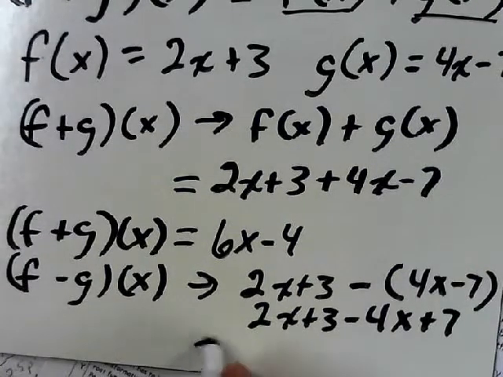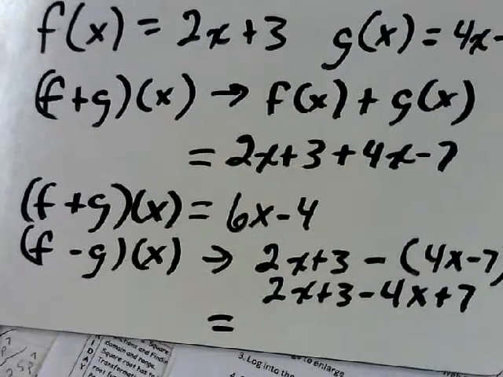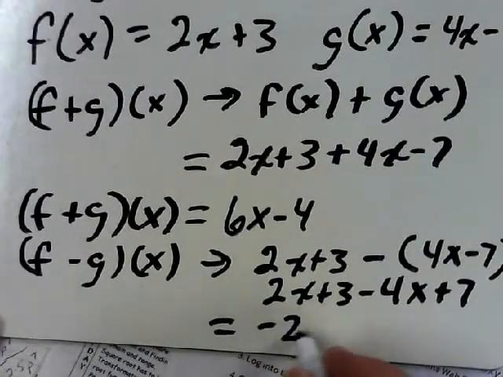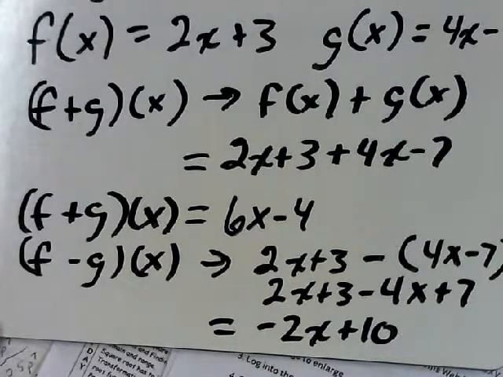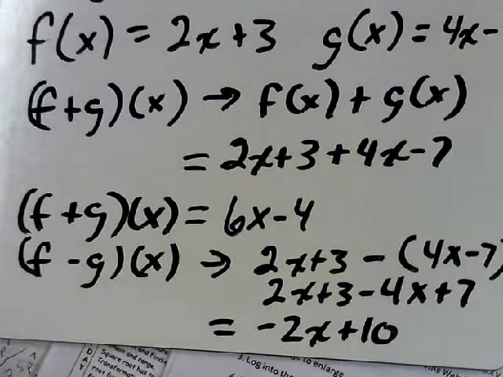So what's that going to simplify to? Negative 2x plus 10. Okay? We all right with that? Okay.